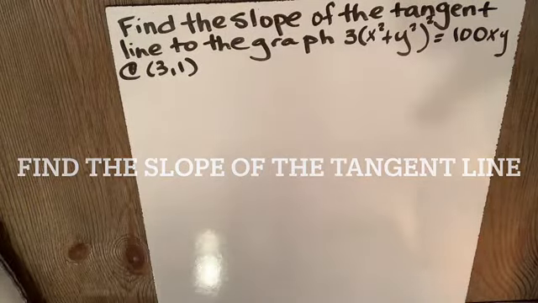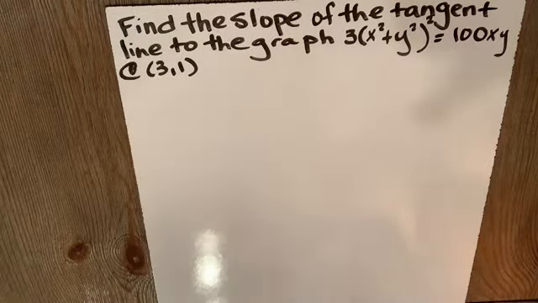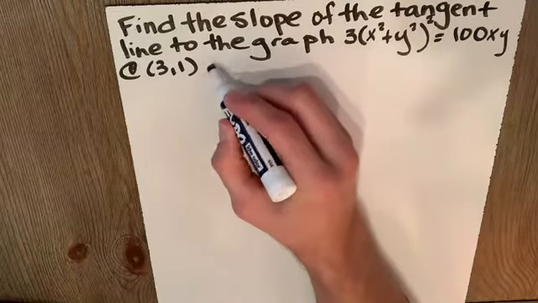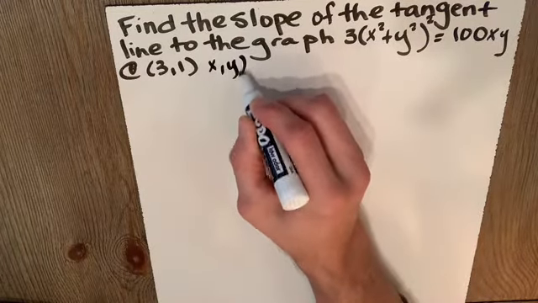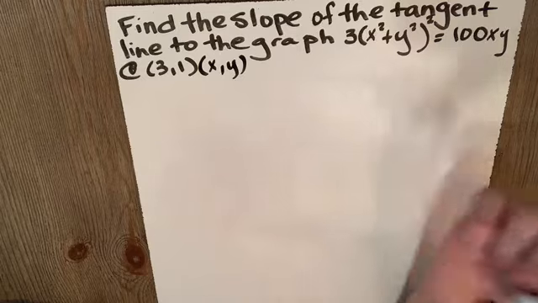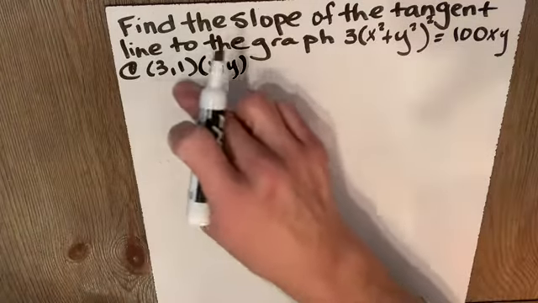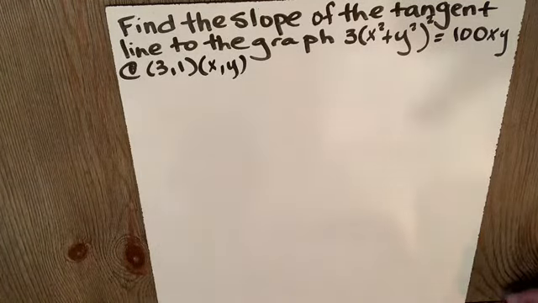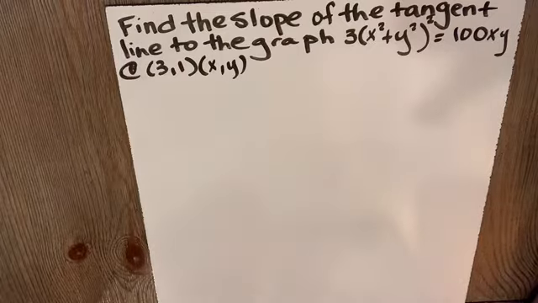Here's probably perhaps our hardest problem with implicit differentiation so far, certainly our most involved. It says find the slope of the tangent line to the graph 3 times the quantity x squared plus y squared, all squared, equals 100xy. They give us a point x comma y. So our goal is to find the derivative and then substitute our x, y point in for x and y, and that will give us the slope of the tangent line.